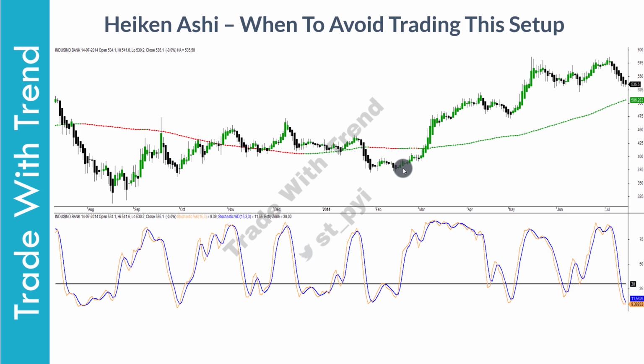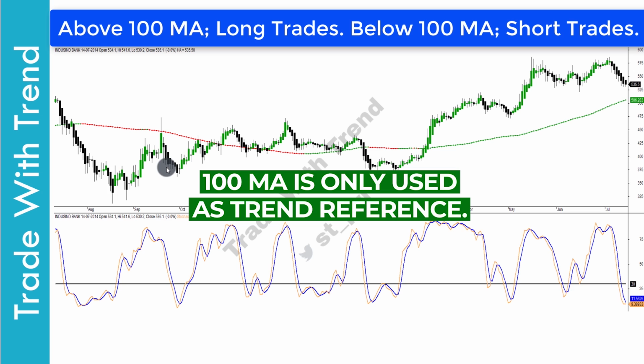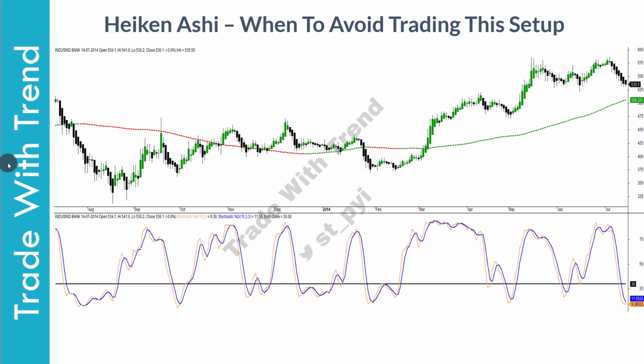Now we are using the 100 period average here as a trend reference indicator, and hence when price is above the 100 period average, focus on taking long trades only. When price is below the 100 period average, only focus on taking short trades. In this particular case, you are aligning with the trend and you are measuring the direction of trend by using a simple 100-day moving average.